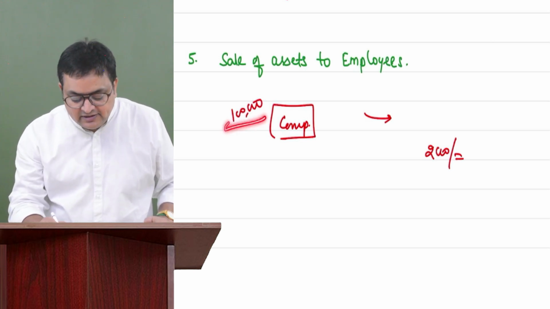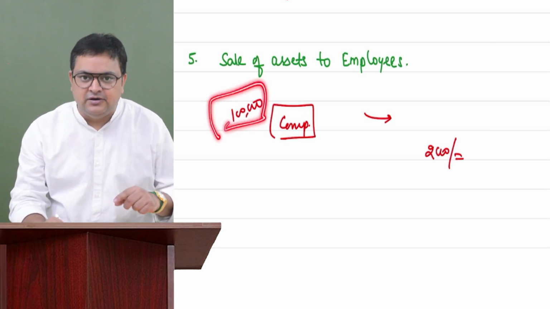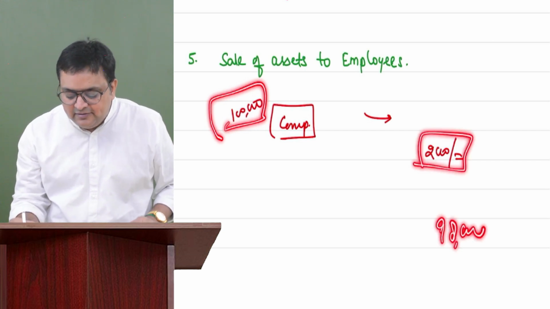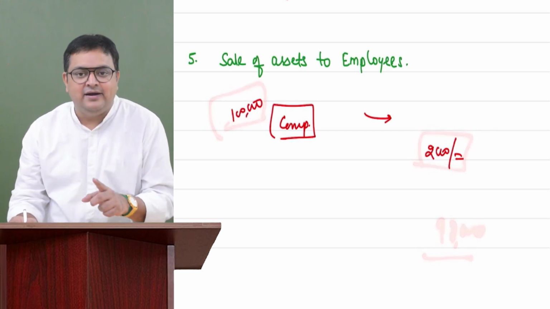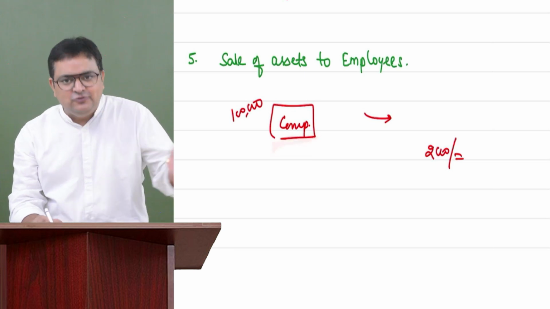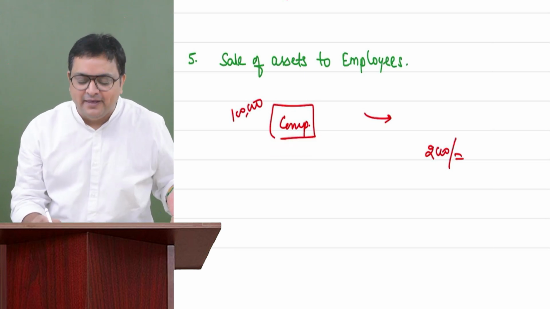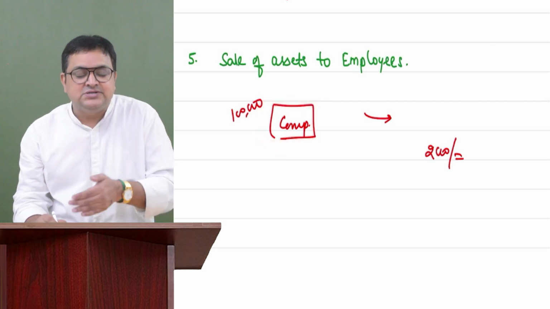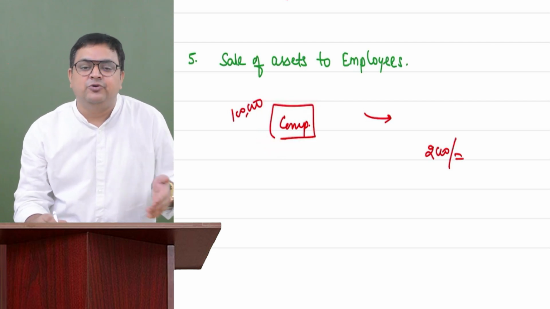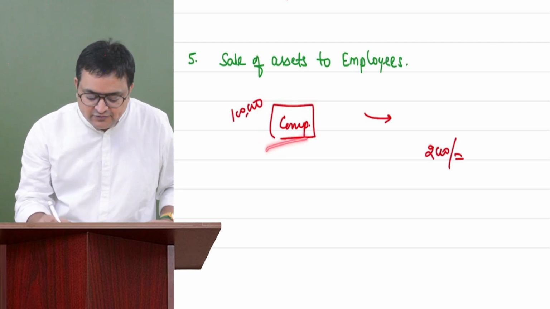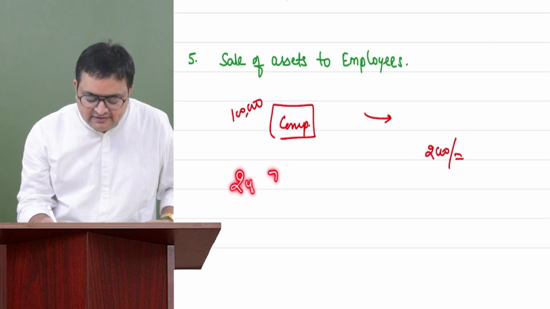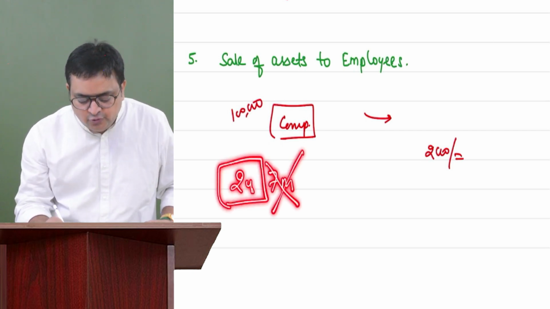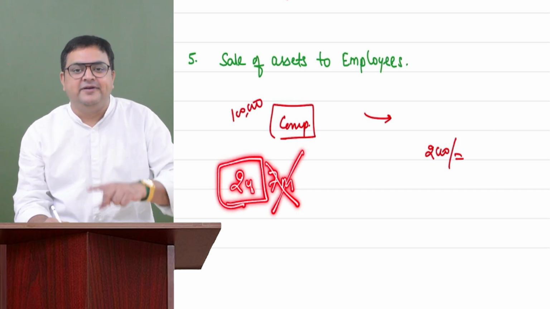Can you say that, sir, the computer was worth 1 lakh rupees and now we are getting it for 2,000 rupees, so 98,000 is the benefit? No, not 98,000. Why? Because this is a used computer, an old computer. So first of all you have to see for how many years this computer was used. Let's say it was used for 2 years, 7 months. Please ignore the 7 months. Only take 2 years and compute the depreciated value.